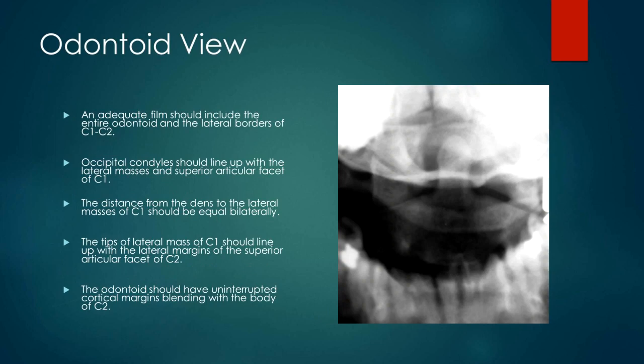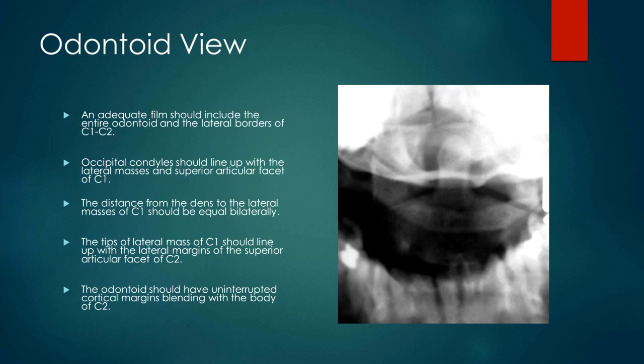Here's an odontoid view. You can see the odontoid here. It should include the entire odontoid and the lateral borders of C1 and C2. You want to make sure that the occipital condyle lines up with the lateral mass and superior articular facet of C1 over here. The distance from the dens to the lateral mass of C1 should be equal. So either side should be equal here, there, and there.